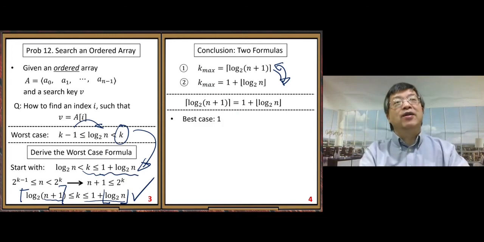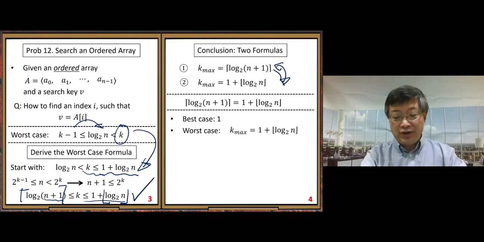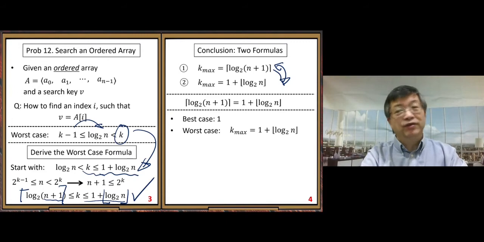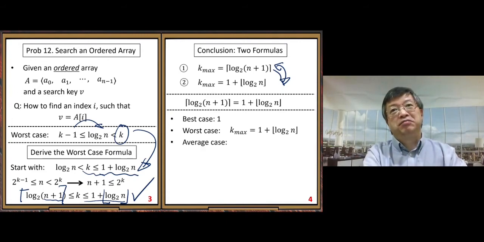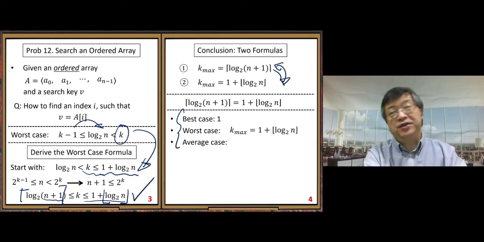Now, our final conclusion. The best case: one comparison, the median. That's the best case. Worst case: here we have the worst case, and we just pick one of the two formulas. Then the average case. We know the average case is always the hardest among these three cases.